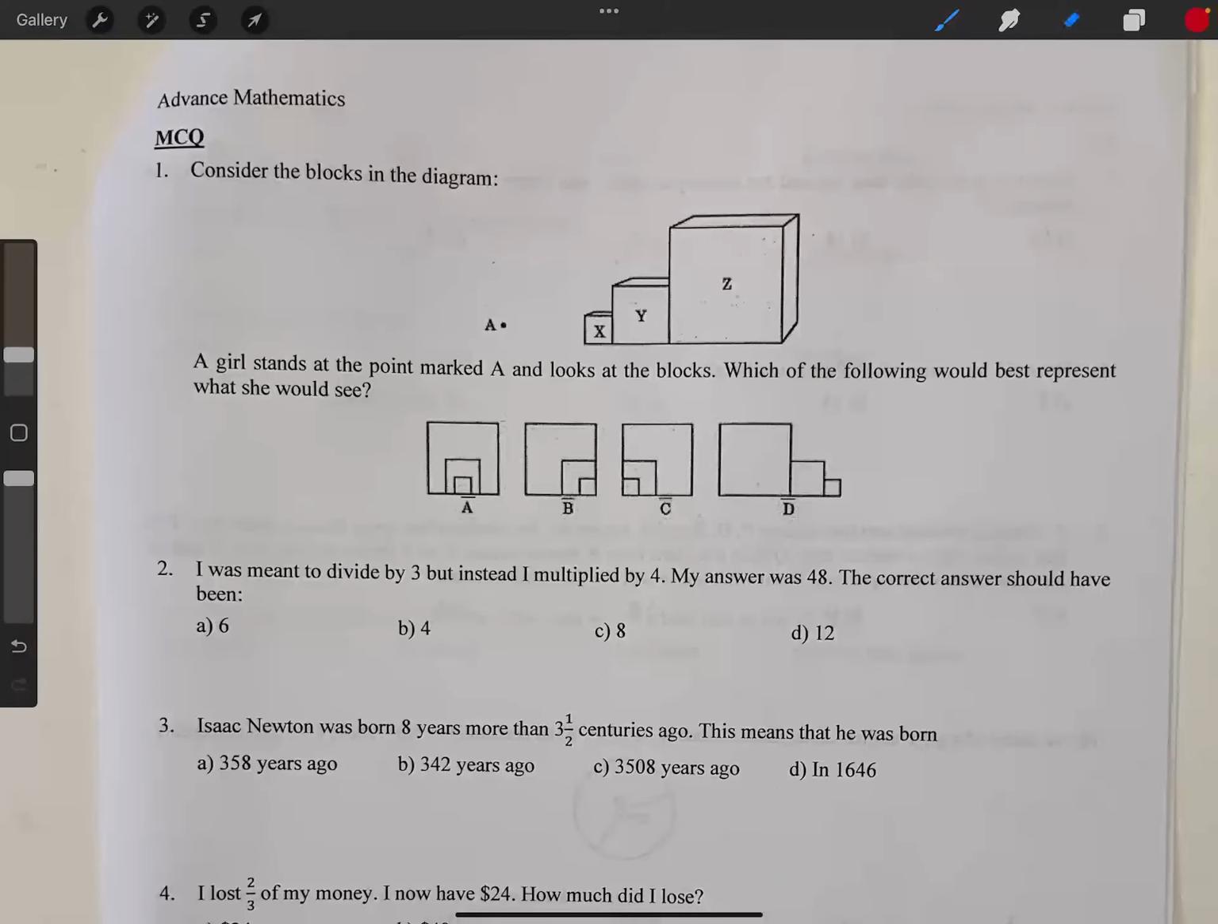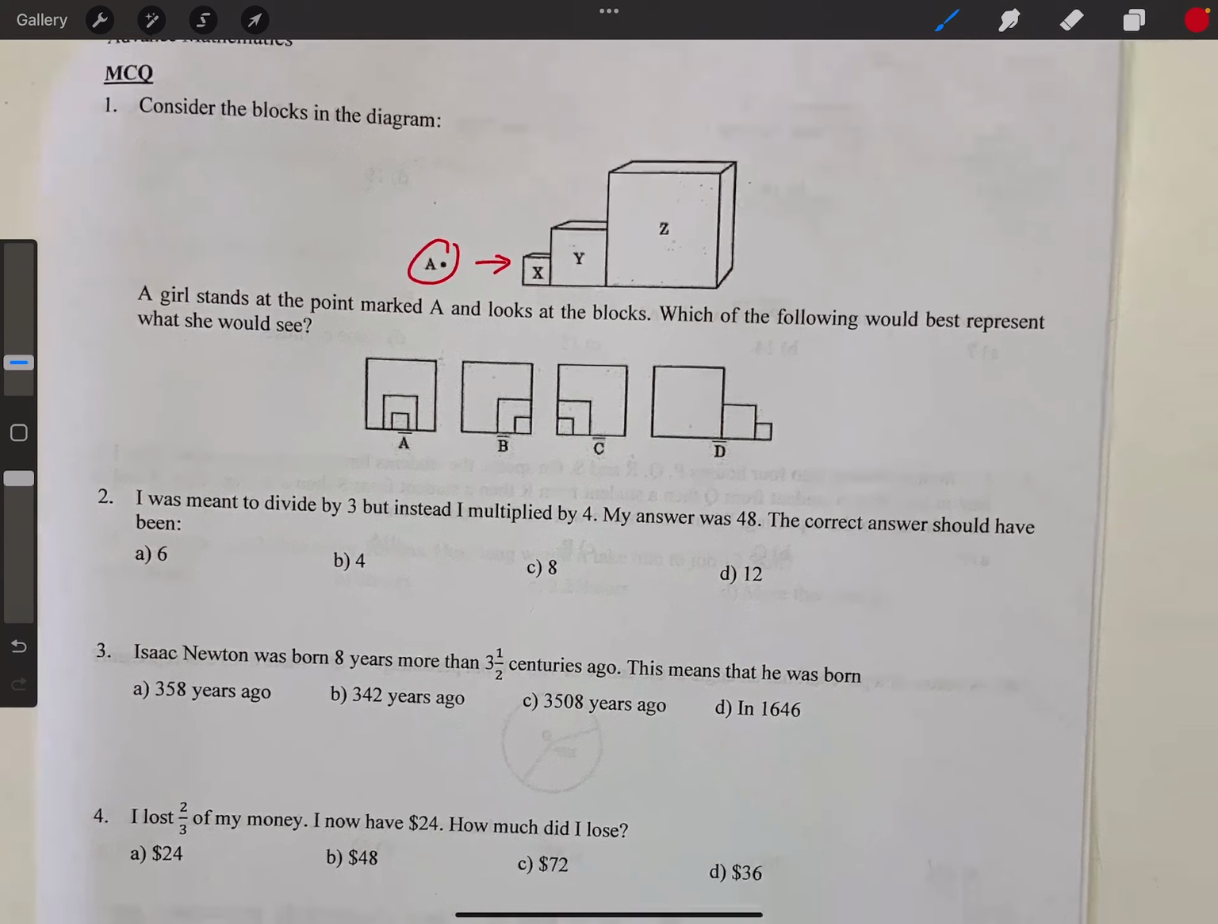Consider the block in the diagrams. The girl stands at the point A and she looks at the blocks. Which of the following would best represent what she sees?